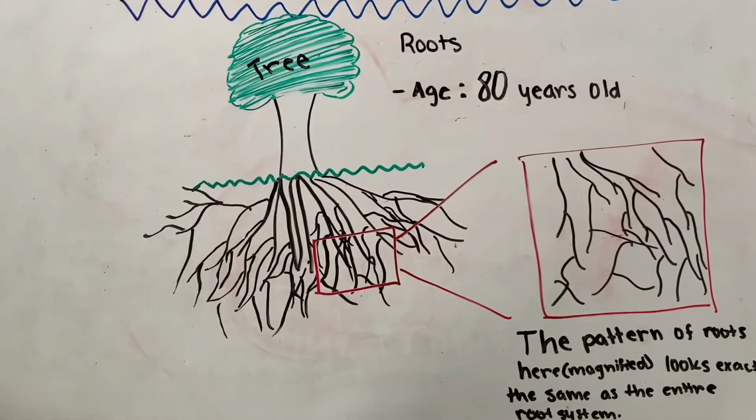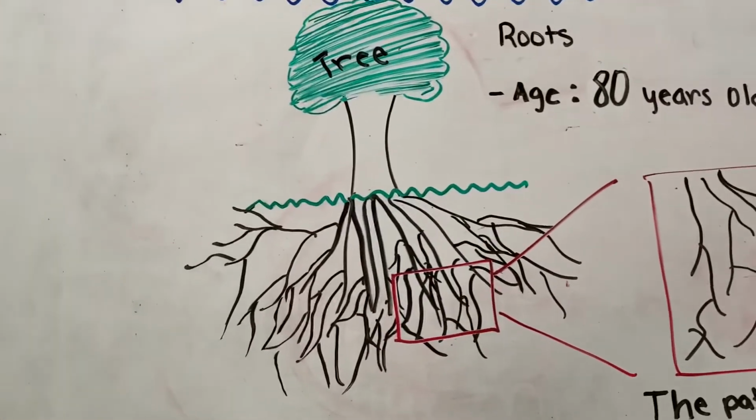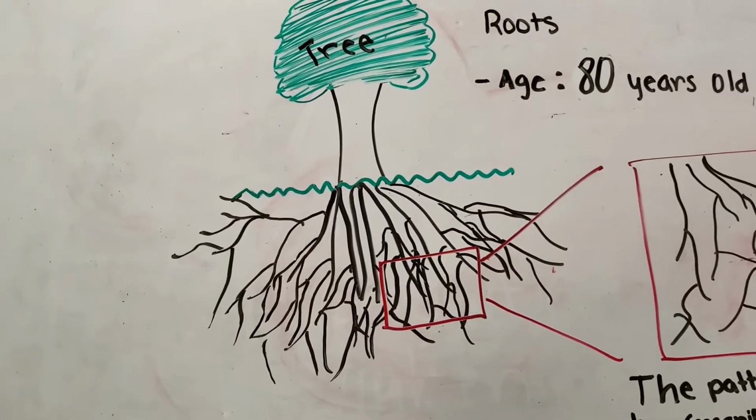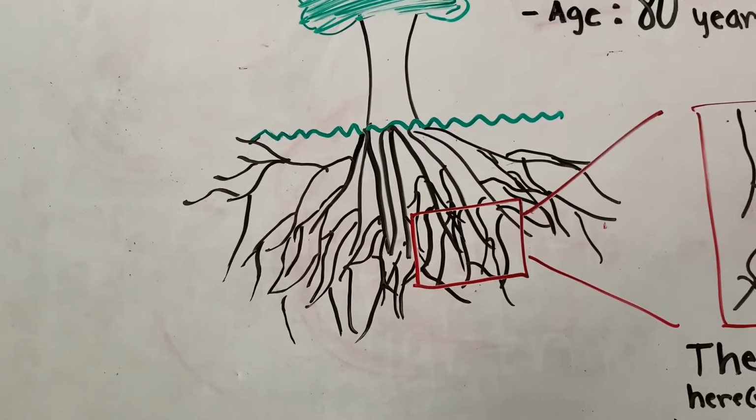Another example for fractals are roots. So for example, we've got a tree here. This tree is 80 years old. Now take a look at its root system. That looks pretty developed.